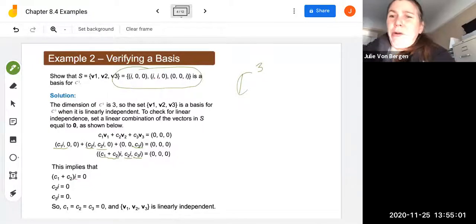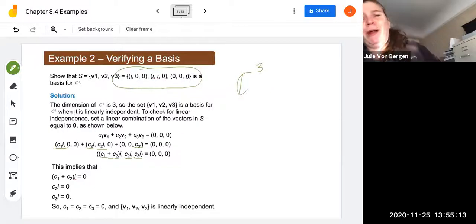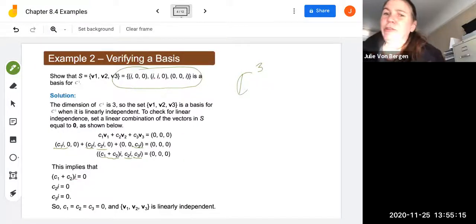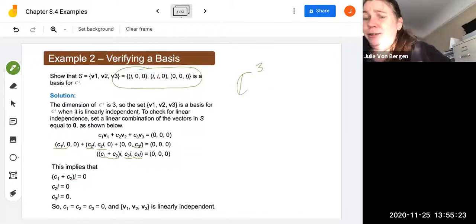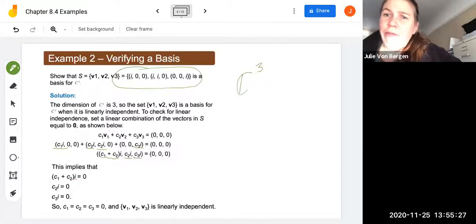Using what we know, that obviously i is non-zero, it must be that c1 plus c2 is 0, c2 i is 0, and c3 i is 0, which tells us c2 and c3 must also be 0. Since c2 and c3 are 0, that forces c1 to also be 0 because c1 plus c2 has to be 0. So that tells us each of the c's, c1, c2, c3, are 0. And so our set v1, v2, v3 is linearly independent.